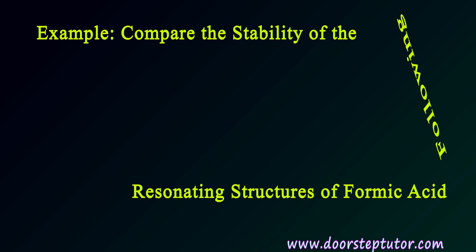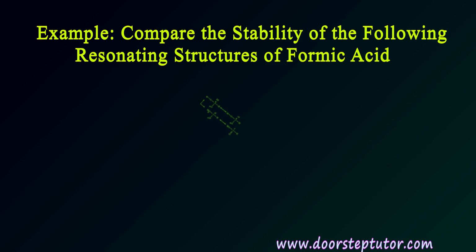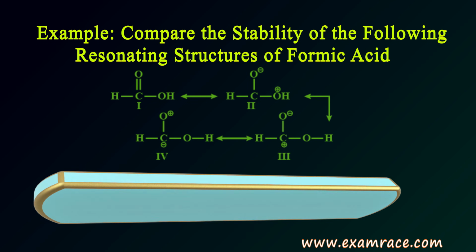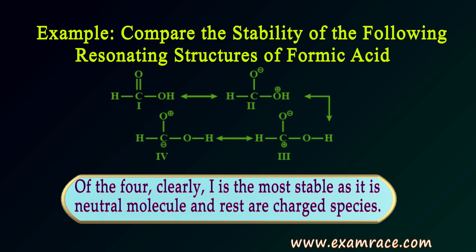Now let's compare the stability of the following resonating structures of formic acid. So we have four structures here. Now if we see structure 1, it is the most stable. Why? Because it is the neutral one. Okay, and its octets are also complete. Neutral one, so octet will be completed. It is an obvious one.